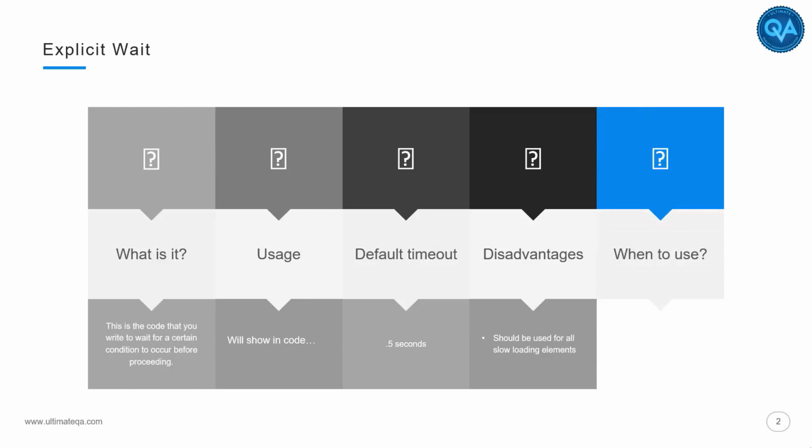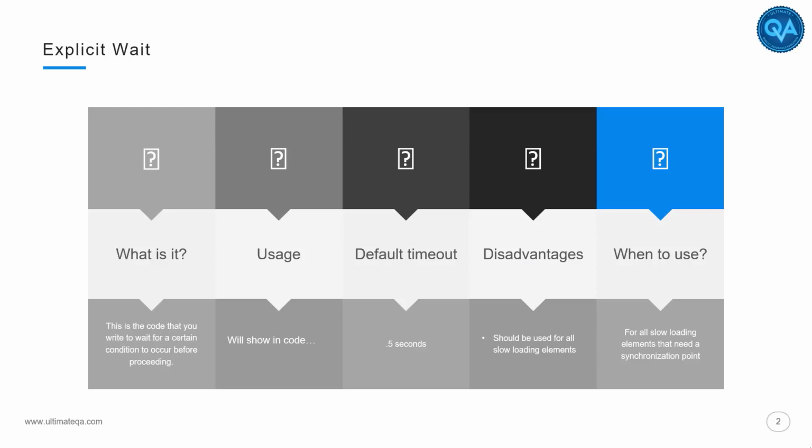So when should you use explicit waits? You should use them for all slow loading elements that need a synchronization point. So like I said, anytime you're switching between pages and there's a slow loading element, synchronize on that element for that page prior to proceeding with any other actions. That's when you use an explicit wait.